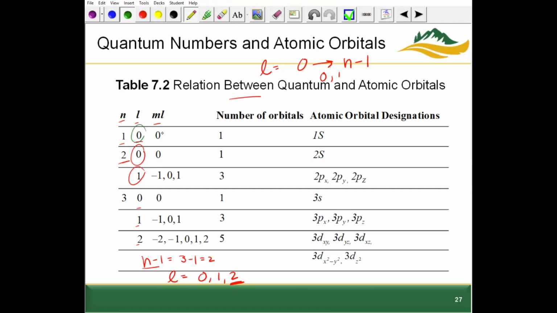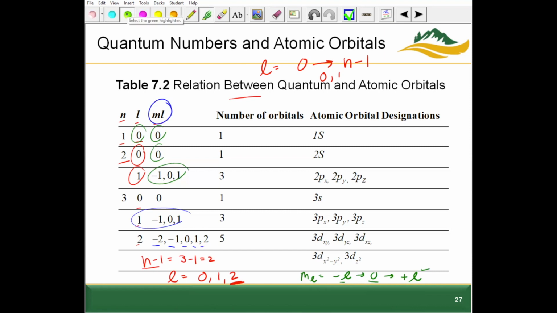Then going from L to M sub L, M sub L can be minus L through 0 through positive L. When L is equal to 0, M sub L can only be 0. When L is equal to 1, M sub L could be minus 1, 0, and 1. So that's seen here as well. What about L is equal to 2? That means it can be minus 2, minus 1, 0, 1, and 2 for our possible values for M sub L.